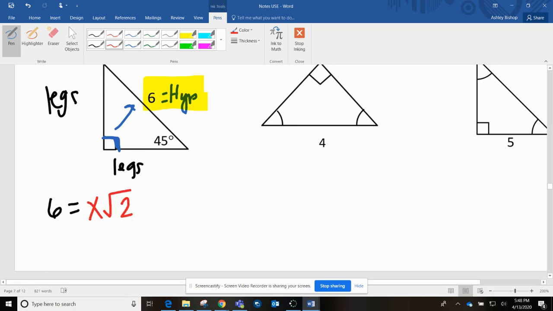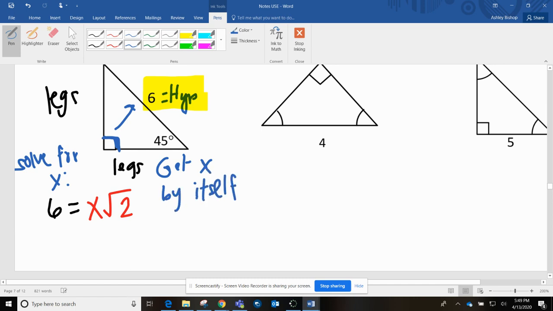This is where the problem gets a little bit different. Before, in the problems that we just did, if I had a square root of 2 on both sides, I could just cancel them out and say that x is equal to something. But I don't have a square root of 2 on both sides, so I need to solve for x here. If this was any other problem and I asked you to solve for x, you would tell me that you need to get x by itself.